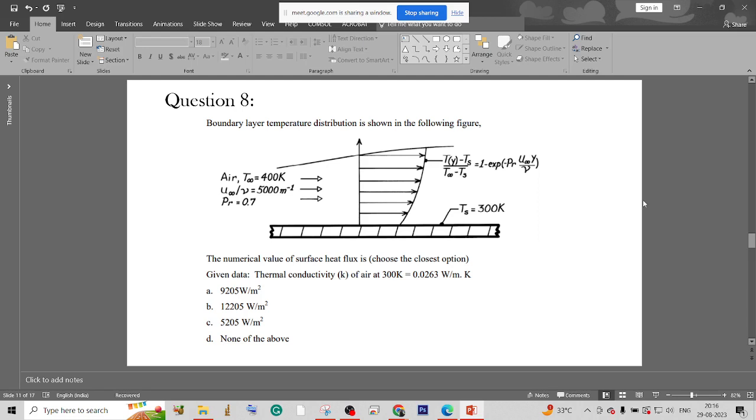The data given is thermal conductivity at 300 degrees Celsius, that is 0.023 watt per meter Kelvin. So what we have to find out is the heat flux. It is very easy, right? The temperature profile is also given, so just one or two lines are required to solve this. Okay, you solve this. I'll come in 1 minute. I'm giving you 1 minute for solving this.